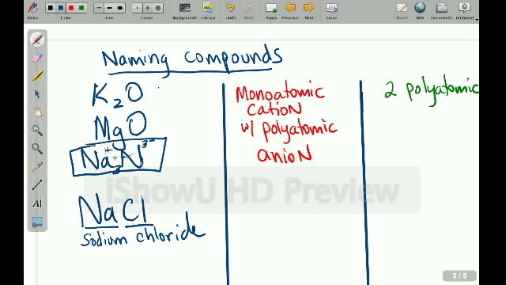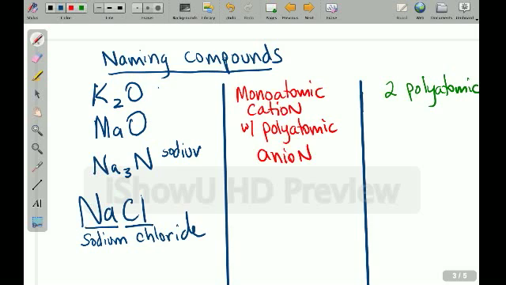But how do you say it? Oh, this is so sloppy, I'm sorry. You don't say sodium 3. All you say is sodium nitride. That's what you would write on the quiz. This is sodium nitride.